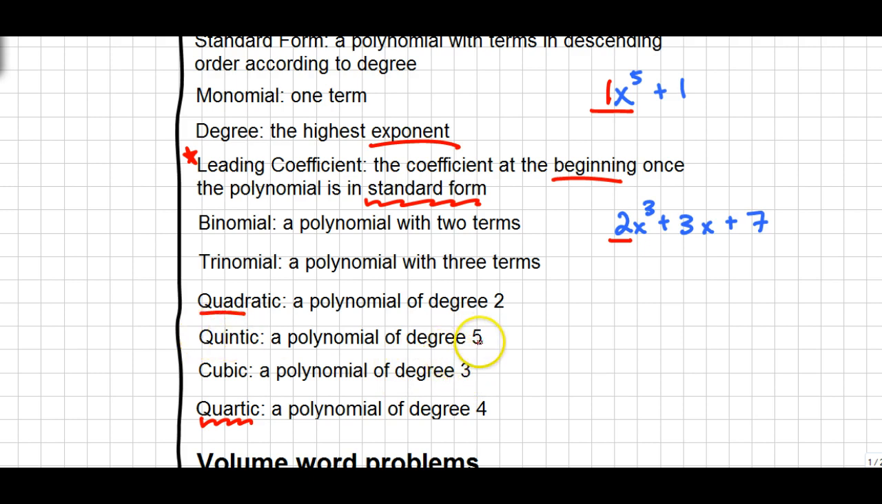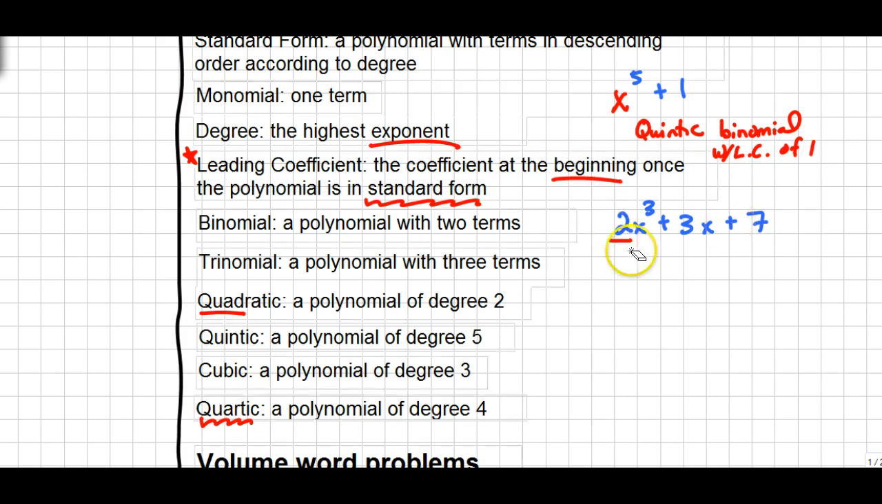Quintic is degree 5. There may be other special words that you'd use for degree 6 or degree 7 or degree 8, but I don't need students to know those for this course. So these are the only ones you would need to know. So let's name the 2 examples that we have here. This first one was x to the 5th plus 1. That is a, because of the degree, quintic, and because it's got 2 terms, binomial. And then you'd say with a leading coefficient, which I'll just abbreviate here, LC, with a leading coefficient of 1.